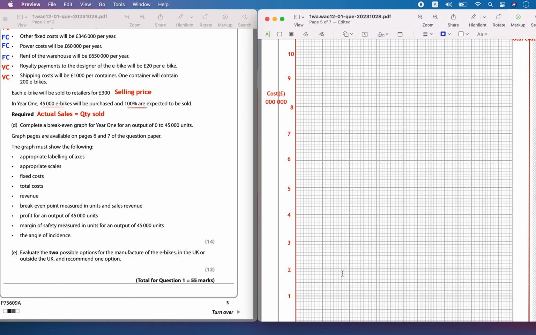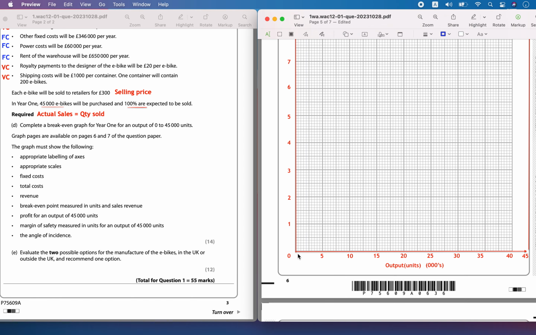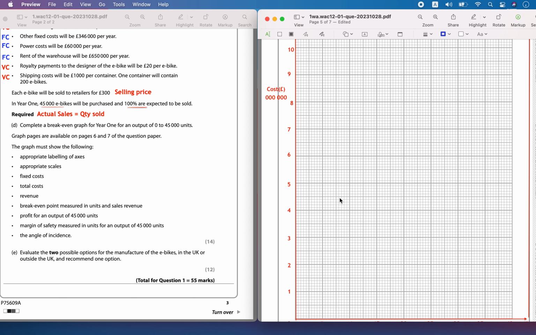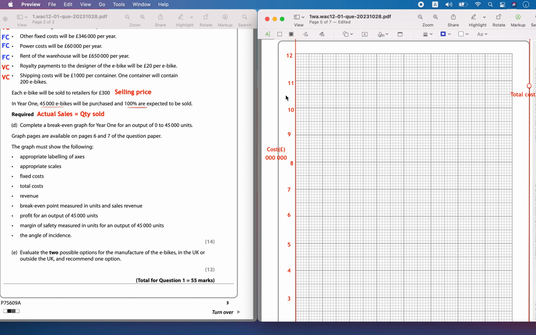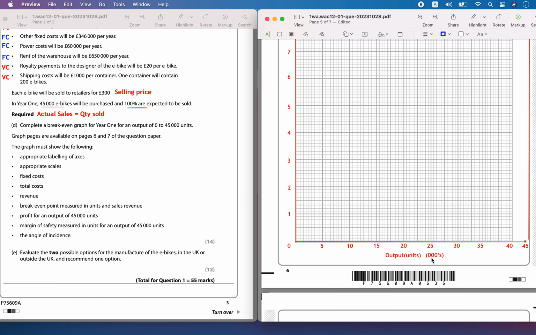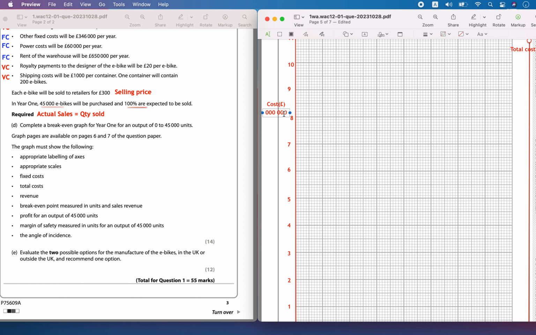Now in this video we are going to draw a graph for break even. So let's construct the graph. On the x-axis you are supposed to indicate output units, and the y-axis is going to represent the cost. So here you have to indicate what it is. This is going to be in thousands and this is going to be in millions.